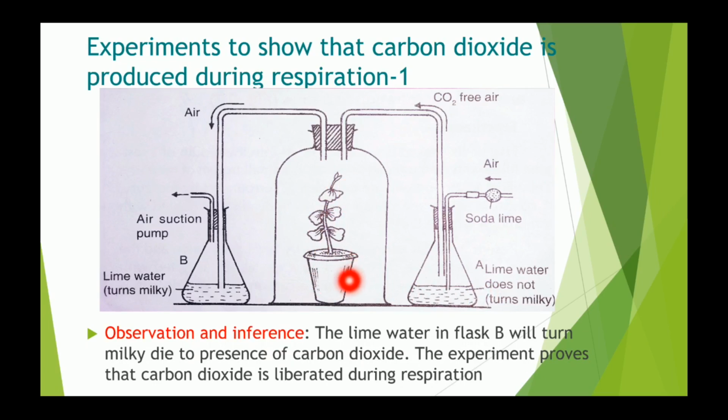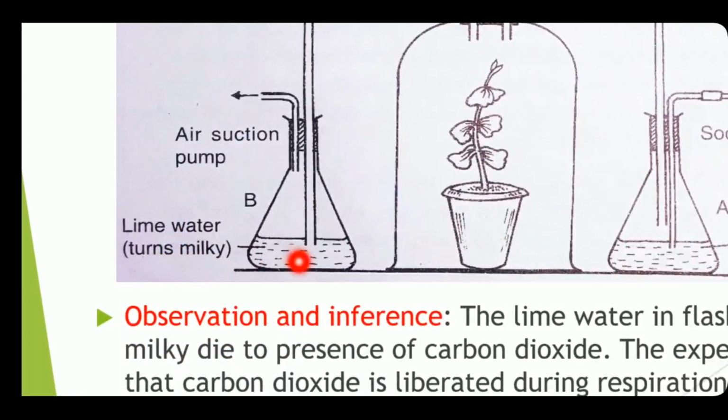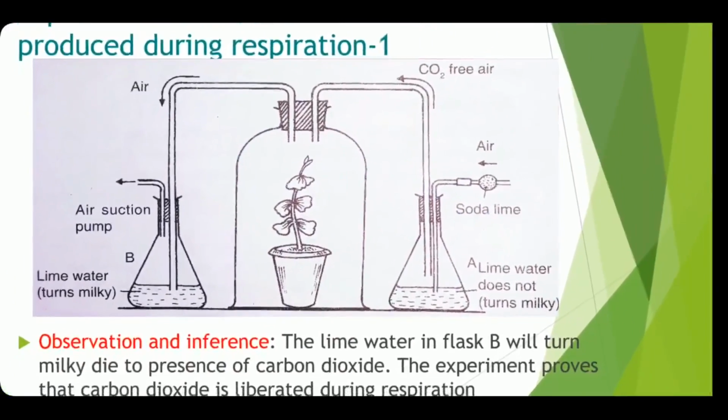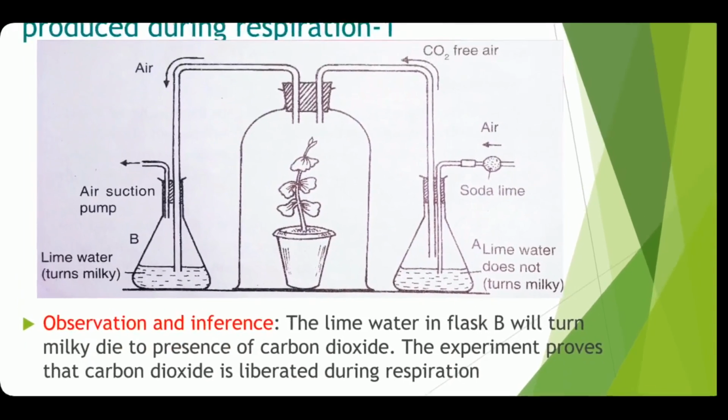Because as you know, plants undergo respiration, and at the time of respiration, which gas is released? You know, it is carbon dioxide. So that carbon dioxide is produced, and when it reaches the lime water, the lime water turns milky. Then the remaining gas goes out. So in this experiment, the lime water in flask B turns milky due to the presence of carbon dioxide.